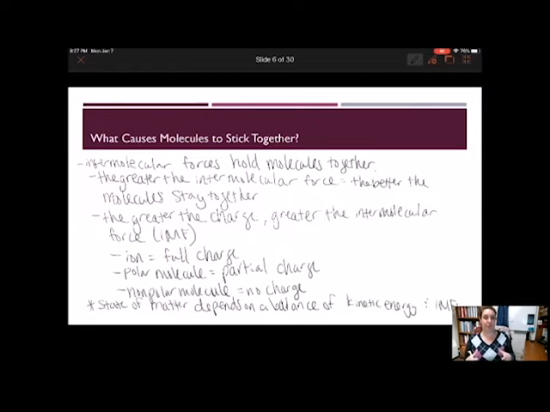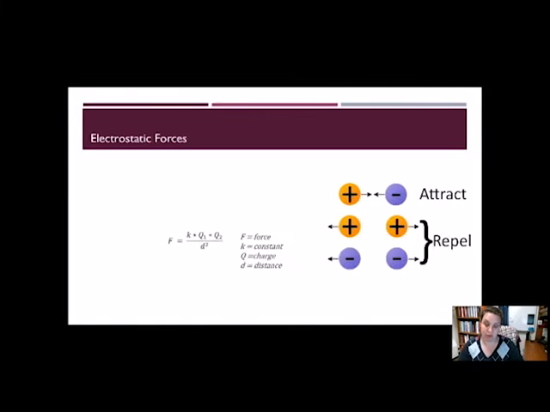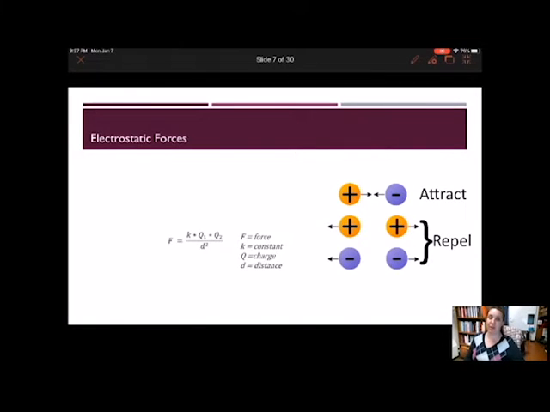So the more sticky two molecules are, the more likely they are to be a solid. The less sticky, the more likely they are to be a gas. So we've talked about electrostatic forces, at least last semester we talked about electrostatic forces, and intermolecular forces are a type of electrostatic force.